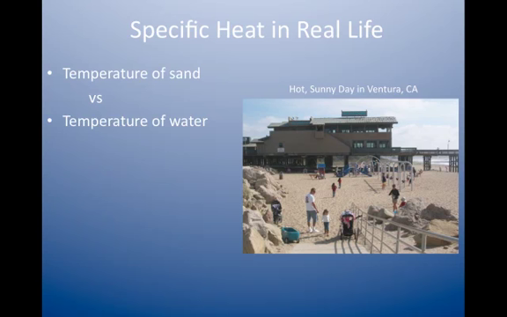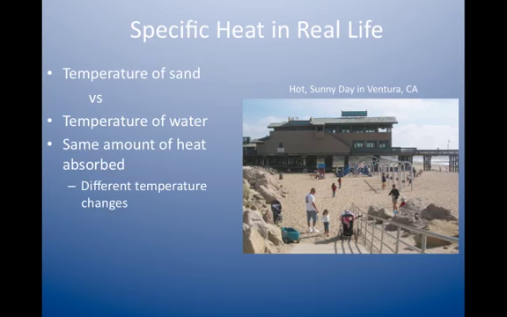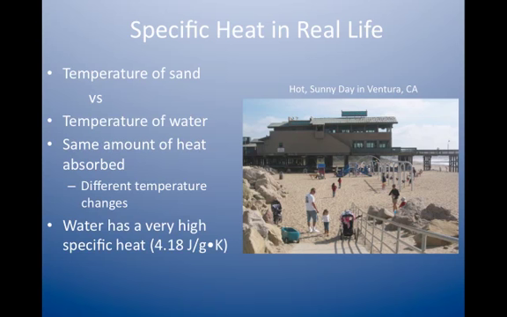The temperature of the sand has gotten so hot, but the temperature of the water has barely changed at all. Well, if the same amount of heat is absorbed and there's a different temperature change, that means that they have different specific heats. And it turns out that they do. Water has a very, very high specific heat. That number is 4.18, and here's what that means. Water can absorb 4.18 joules that'll raise 1 gram of water by 1 Kelvin.